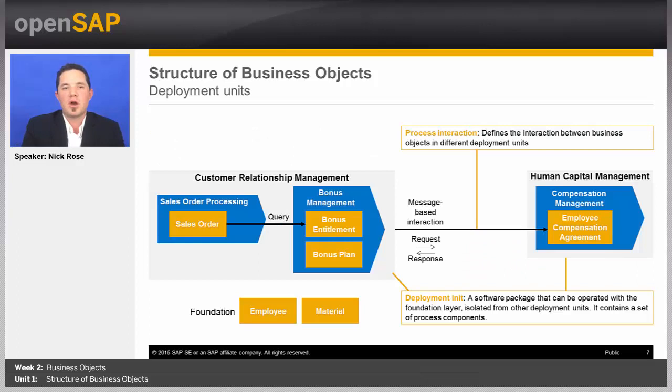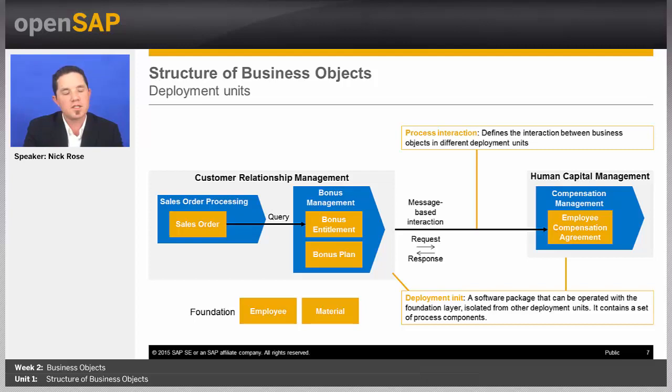Also, business objects are part of what we call deployment units. We saw a deployment unit in the last unit when we were talking about solutions, and we created our solution in the customer relationship management deployment unit. A deployment unit is really a type of software package to help segregate functionality within the system.